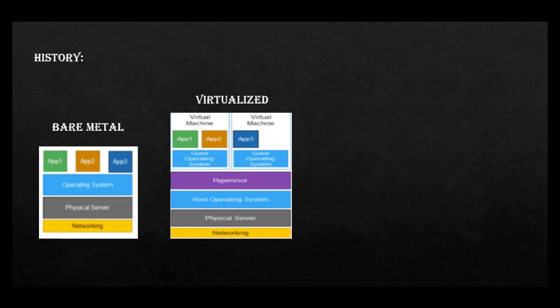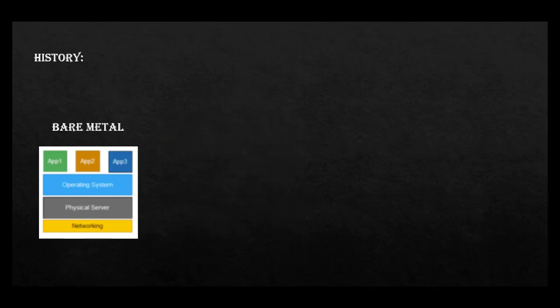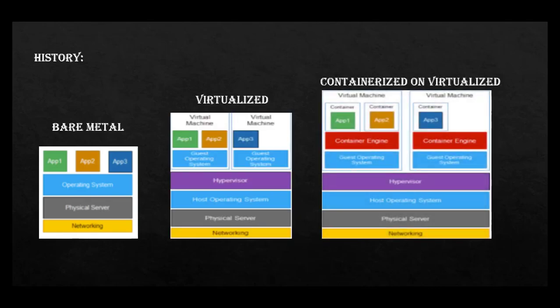So again, there was a need for something else. So here we go. We have containerized on virtual machine itself. So we came up with containers. What difference was it making? Nothing. We still have a hypervisor. We still have virtual machines, but the major difference is we have a container engine running on those operating systems.